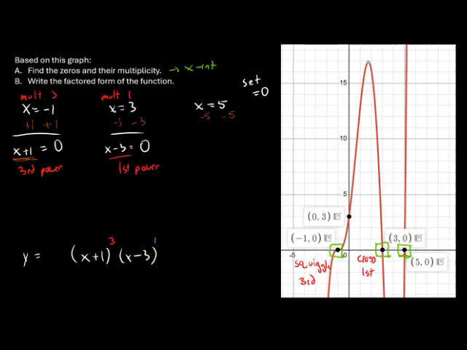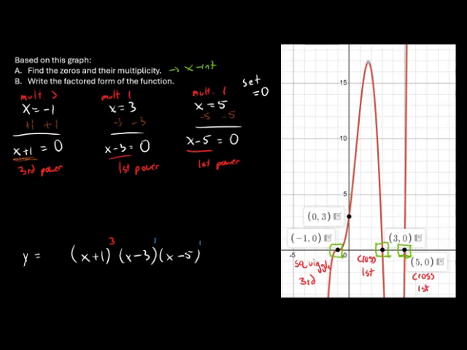We repeat that process with x equals 5. Subtracting 5 from both sides gives us 0 on the right and x minus 5 on the left. Again, we consult the graph, and we can see the graph crosses straight through at 5, meaning that is multiplicity 1 or first power. Based on that, we'll say x minus 5 as our final term in our polynomial, and if you like, we can place the invisible 1 on it.